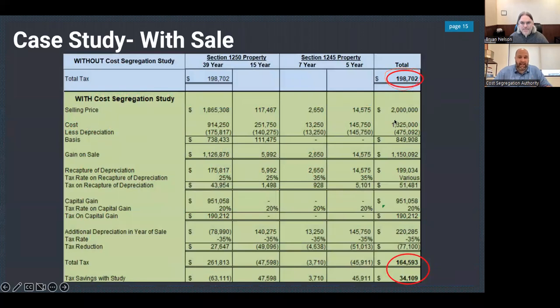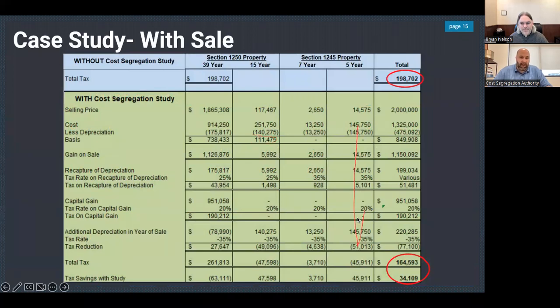Now, when I do a cost seg study, remember we have the same numbers. We've got our $1.3 million of building. We segregated it into 5, 7, and 15-year assets. What are my 5-year assets worth after owning this building for 7 years? They're worth zero right here. They're fully depreciated. My 7-year assets are worth zero. My 15-year assets still have some book value because we've only used up about half of them, right?